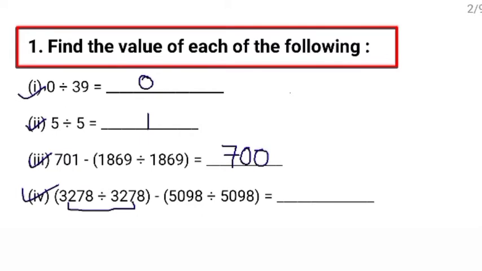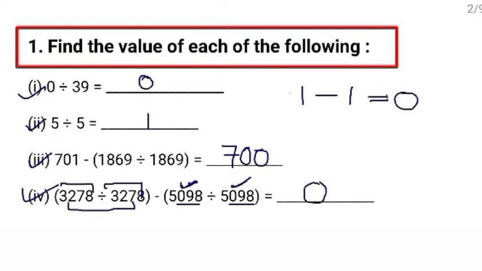Now the next part, fourth part. Here you are dividing 3278 by 3278. So when you divide a whole number by the same whole number, you get 1. Right? Minus, again in this bracket you are dividing 5098 by 5098. You are dividing this whole number by the same whole number. So again you will get 1. 1 minus 1 is 0. So here you are getting 0.